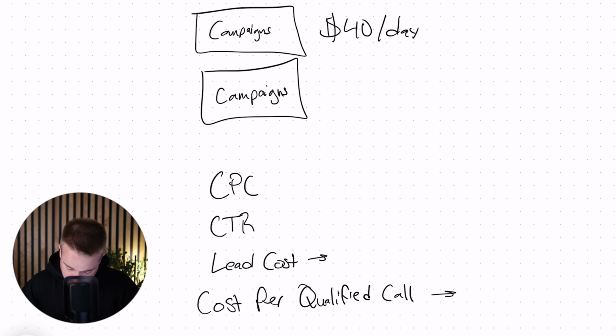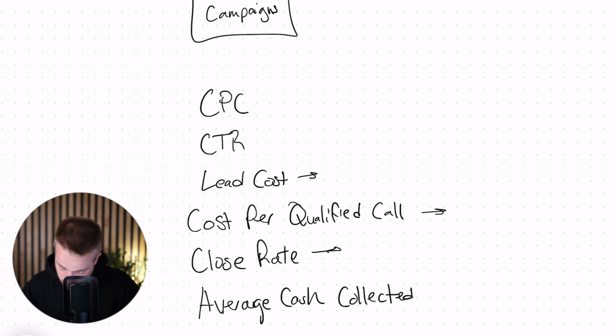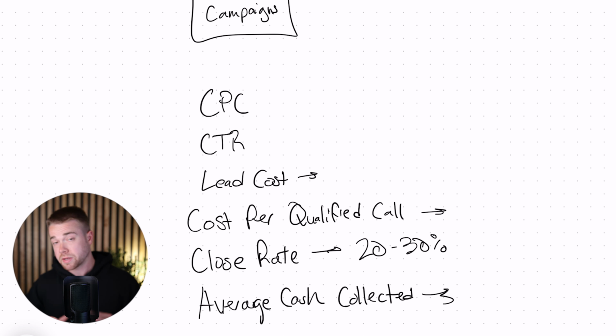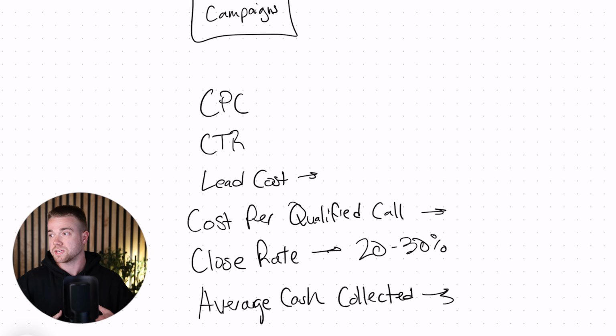And then we're going to look at close rate and average cash collected. Close rate would be typically anywhere between 20 and 30%. Average cash collected is going to depend on the client. So let's say you're selling a $20,000 package and you're collecting $15,000, right? Or $10,000 on that. That's going to be our average cash collected.